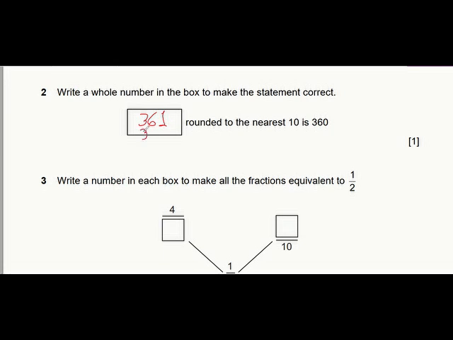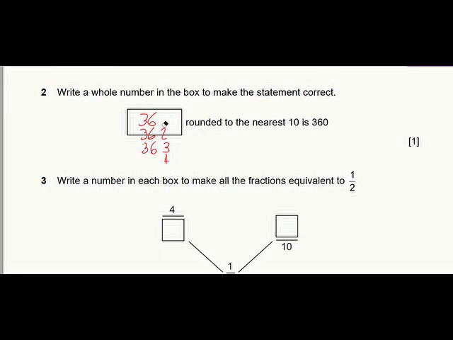Yeah, we can say 361, 362, 363, 4. Now, because if we round it to the nearest 10, we are going to bring it down. Yeah, 4, 3, 2, 1 will be rounded to 0, as bringing it down.